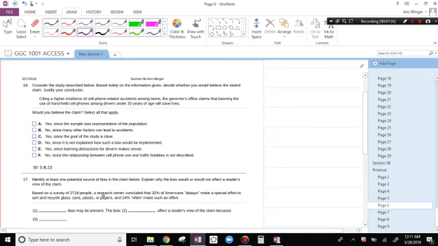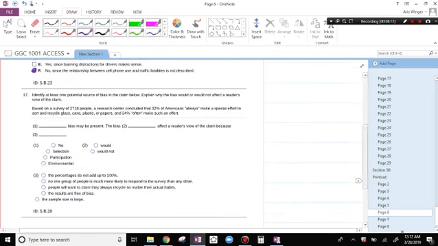Question or not question. Whether you would believe the stated claim. Citing a higher incidence of cell phone related accidents among teens, the governor's office claims that banning the use of handheld cell phones among drivers under 20 will save lives. Right? So this is just talking about accidents and not deaths. So we have to go with no, since the relationship between cell phone use and traffic fatalities is not described. It was just about accidents, not about deaths.